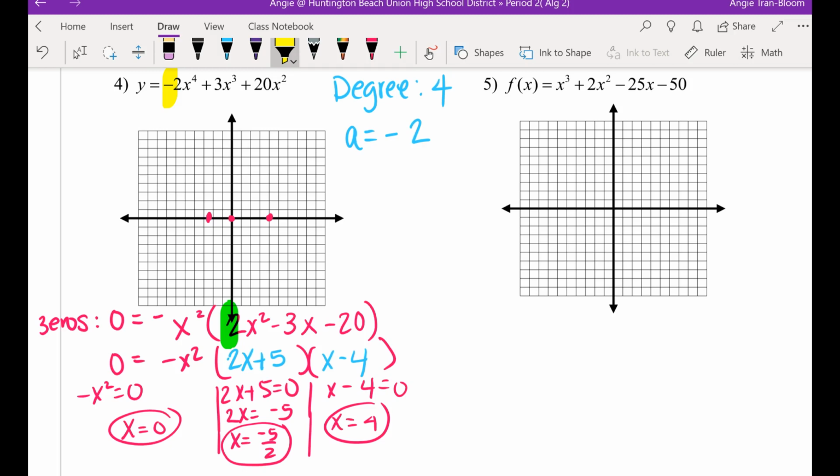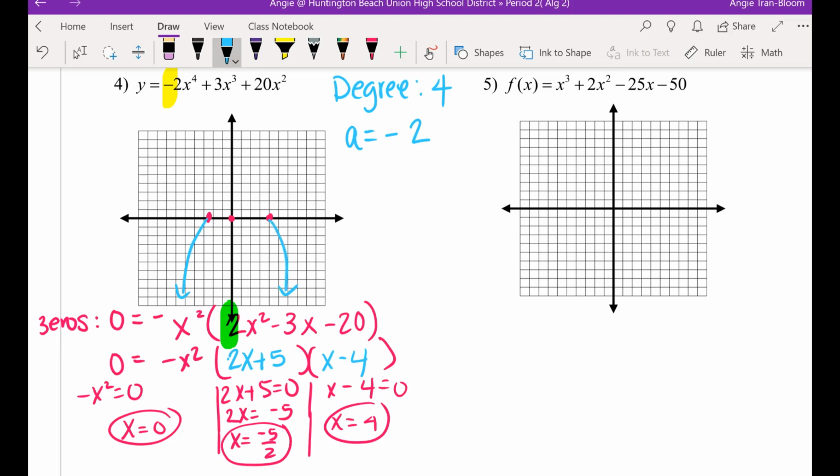So as x approaches negative infinity, what's y approaching? It opens how? Down, right? So as x approaches negative infinity, what's y approaching? Good. As x is approaching positive infinity, what's y approaching? Also negative infinity. Remember, even power, they have to go the same way. So that is that, and that is that.